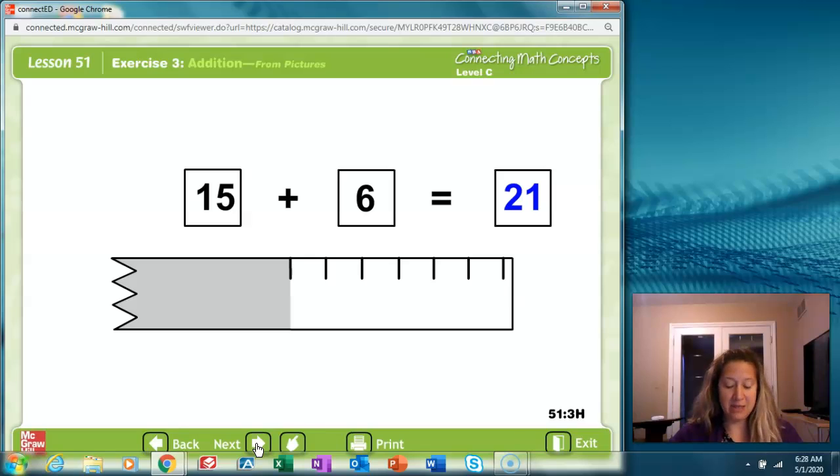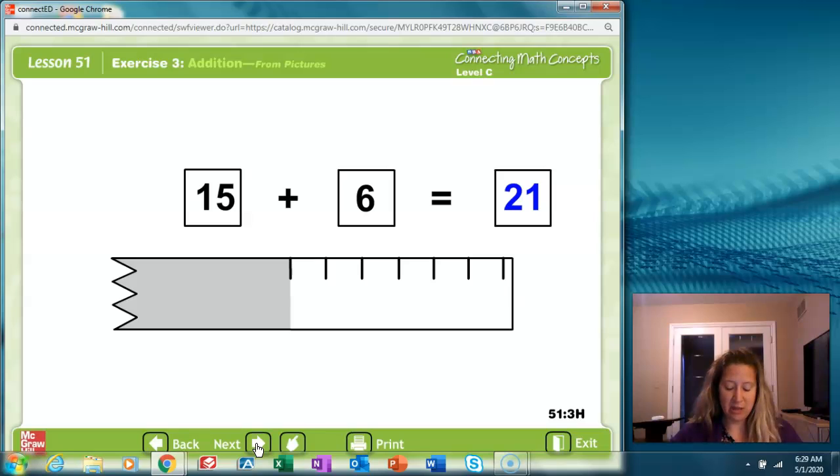And how many centimeters long is ruler A? It's 23 centimeters long. Good job. Make sure you have 23 in the box for A. Everybody read the fact for ruler A. 18 plus 5 equals 23.